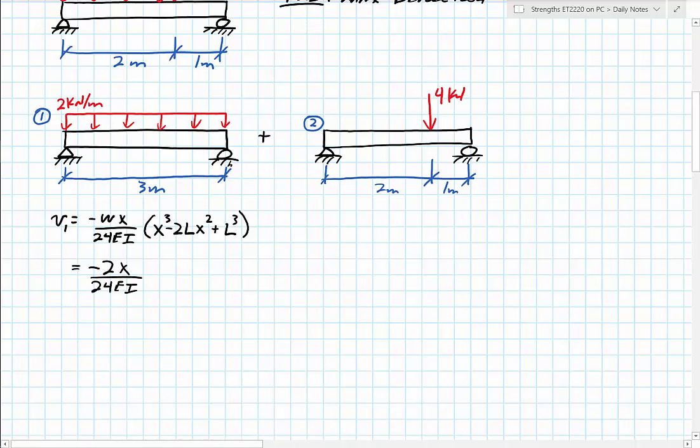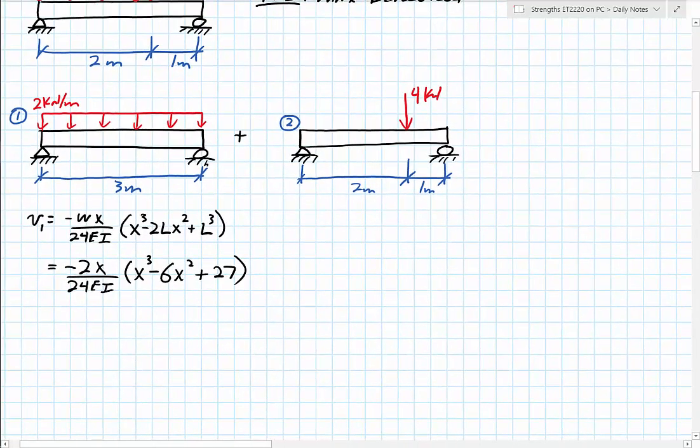Once again, I don't know what EI is, so I'll just leave it as the variable EI at this point. My L is the length of the beam, which is 3, so 2 times 3 is 6, and 3 cubed is 27.